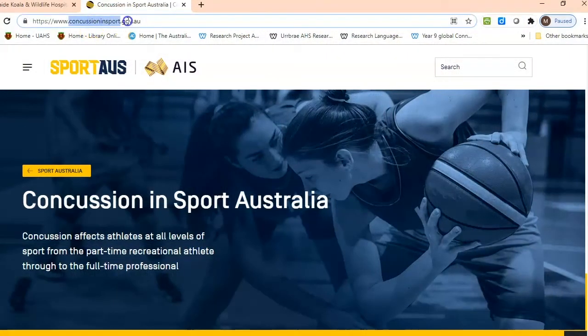Sometimes a website will have this domain extension, .gov. .gov means government. This is something produced by a government organisation, but we need to investigate further to find out which country or even state this information comes from.